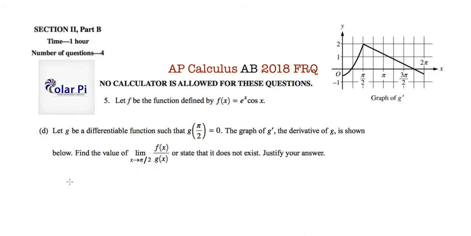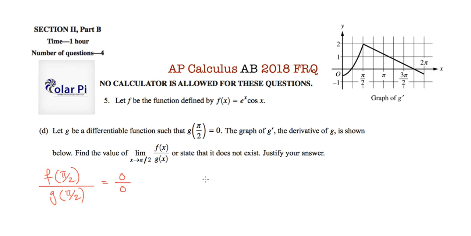Well, let's try to evaluate the limit as is. So this limit, as it's written, is going to be f of pi over 2. I'm going to guess, no surprise, that we're going to get 0 over 0, right? Divided by g of pi over 2, which in fact gives us 0 over 0. Because f of pi over 2 will be e to the pi over 2 times cosine of pi over 2. The cosine of pi over 2 is 0, so we have e to the pi over 2 times 0, which is 0. So we have 0 divided by, and of course we know from the given that g of pi over 2 is 0, so we have 0 over 0.